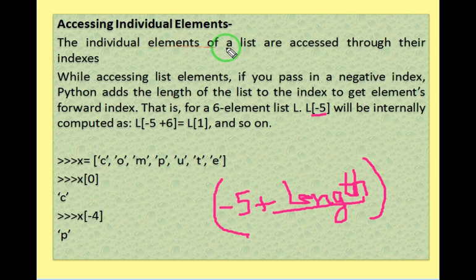So the individual elements of a list are accessed through their indexes. While accessing list elements, if you pass a negative index, Python adds the length of the list to the index to get the element's forward index. That is, for a 6 element list, L[-5] will be internally computed as -5 plus 6, that is L[1], and so on.